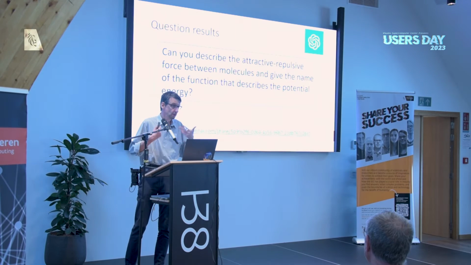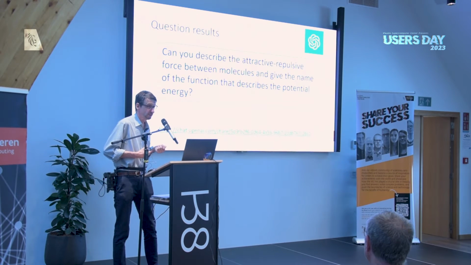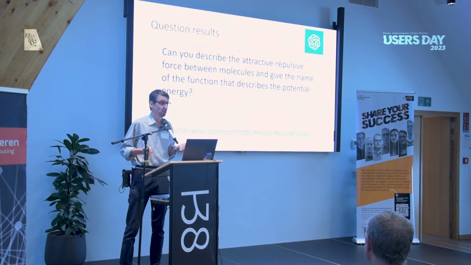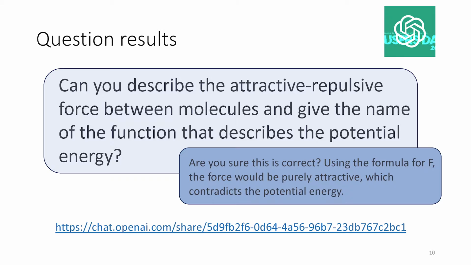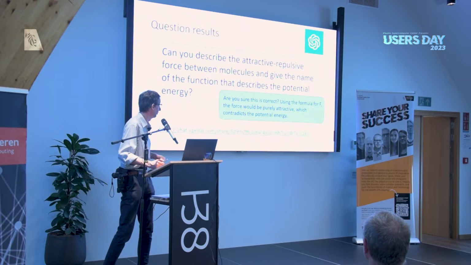So again, go into a conversation with it. And also, of course, know your domain. Because at first glance, I could see that the formula it came up with for the force was incorrect. The force cannot be only repulsive or attractive. That's the point of the Lennard-Jones potential, so it's impossible. But again, know your domain. If you don't, you get a very interesting simulation, but not what you really want.